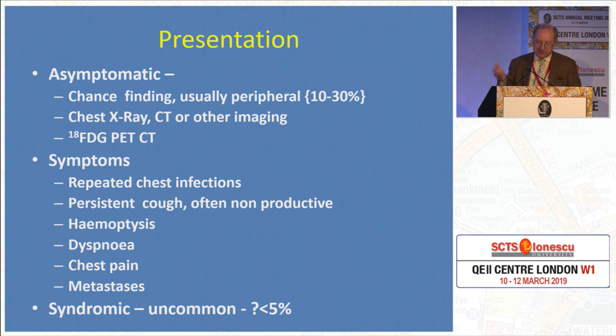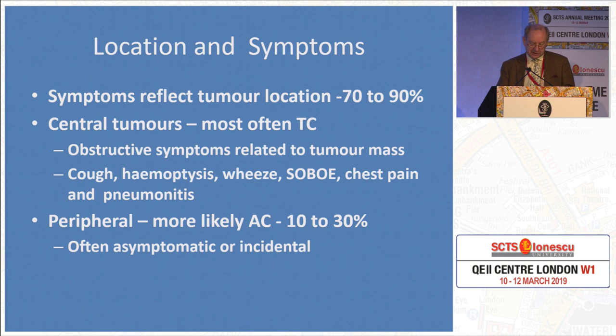But as you all know, they can present with repeated chest infections, persistent cough, usually non-productive, but sometimes hemoptysis, sometimes a bit of dyspnea, chest pain. But syndromic patients, patients with carcinoid syndrome, are certainly under 10%, and some series suggest it may be as low as 2%, which is a variance from the gastroenteropancreatic tumors, where it's considerably higher.